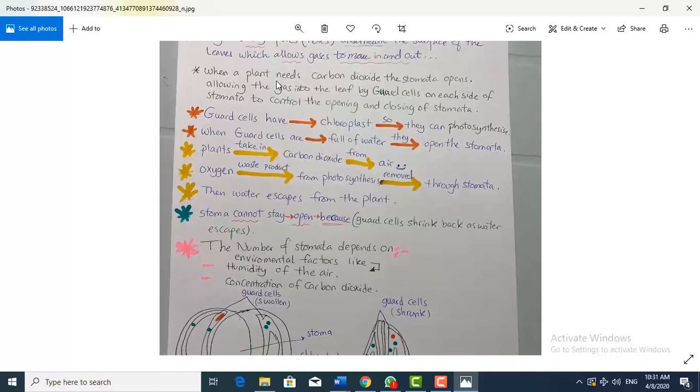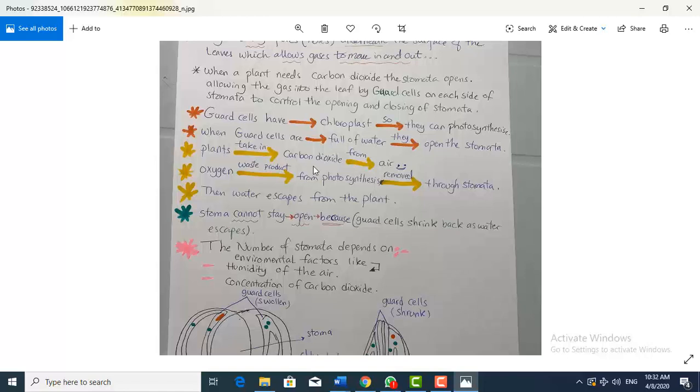Okay, when a plant actually needs carbon dioxide, what does the stomata do? The stomata opens, allowing the gas into the leaf, controlled by the guard cells on each side of the stomata. The guard cells act as a gate beside the stomata, so practically they control whether the stomata opens or closes. Here are some points. The guard cells have chloroplasts, so they can photosynthesize. When the guard cells are full of water, they open the stomata.